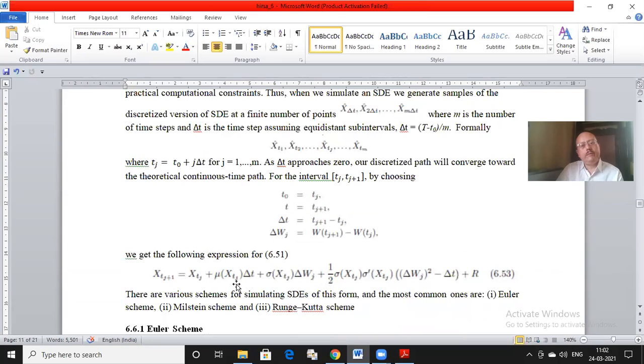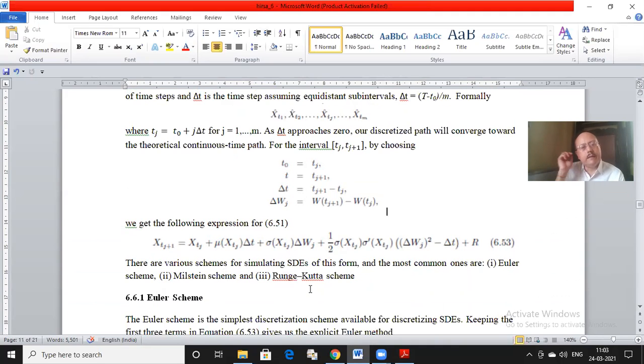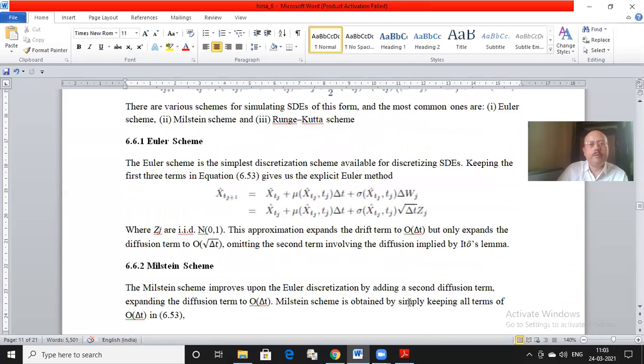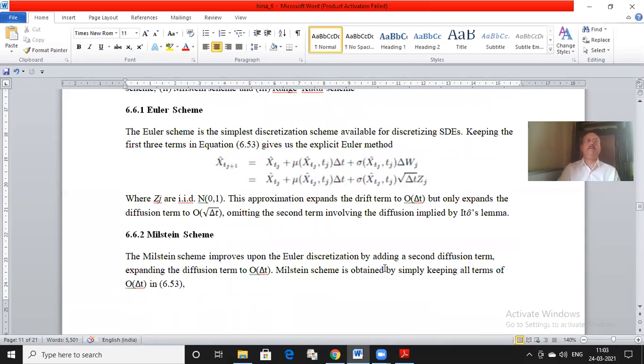Now, how do we arrive at a good numerical value for this approximation? That would be our first target. Now, there are various schemes for simulating SDEs of this form. How do I get at good values using reasonable simulation schemes? And we are going to talk about three schemes: Euler, Milstein, and Runge-Kutta. These are three of the most popular simulation schemes which we will talk about here. Now, Euler scheme is the simplest. Euler scheme is basically the first order approximation.